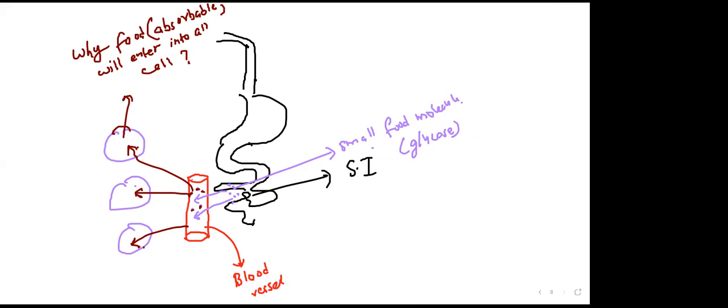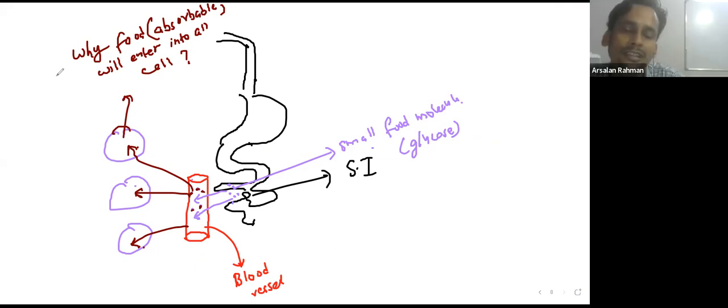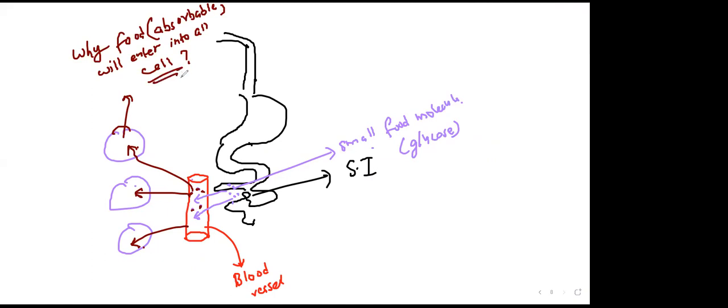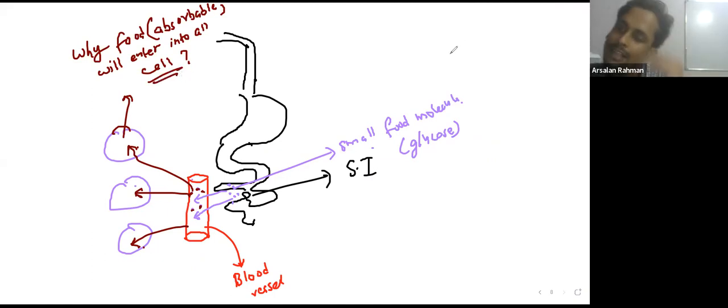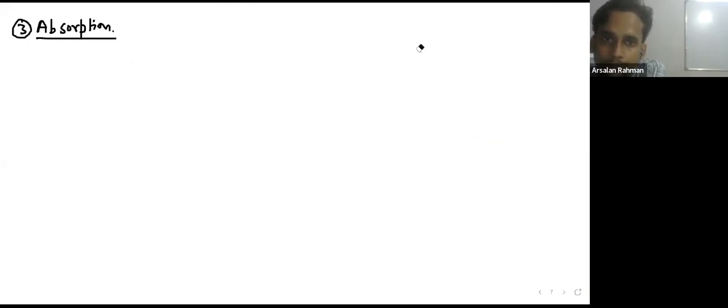So now can you answer me why food will enter into the cell? For energy, so that the cell can be alive. Okay. If cells are alive, then I will be alive. So what will happen now? What is absorption? Let me write it down for you.